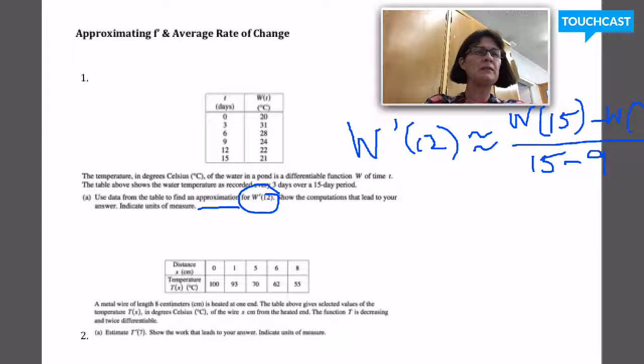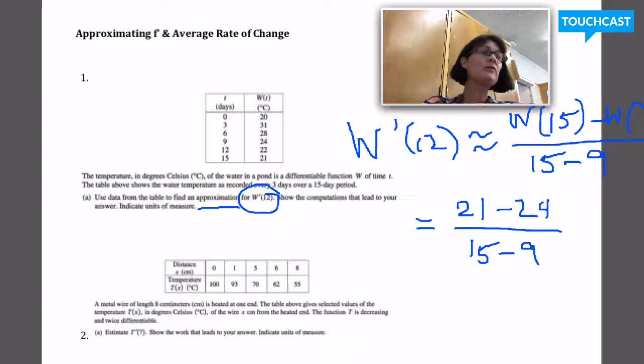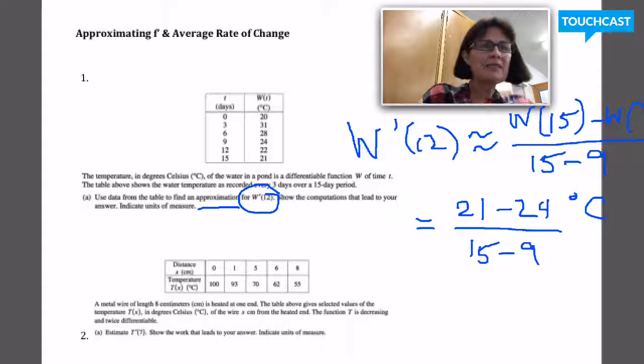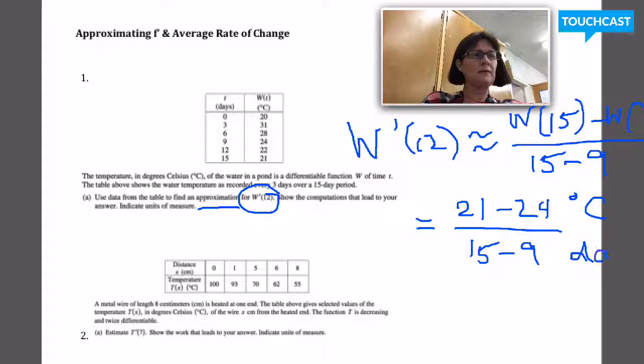W of 15 was 21 minus 24 all over 15 minus 9. The units on 21 and 24 are W units. Those are degrees Celsius. And units on the 15 and 9 were units from the T column. Those are days. Make sure you give units with your answer. This is going to be -3 over 6, which is the same as -1 over 2 degrees Celsius per day.